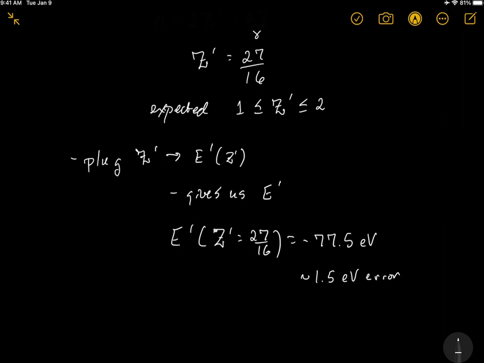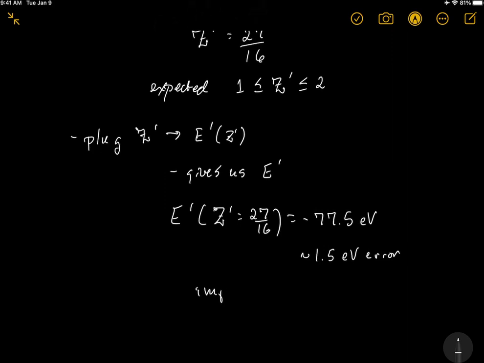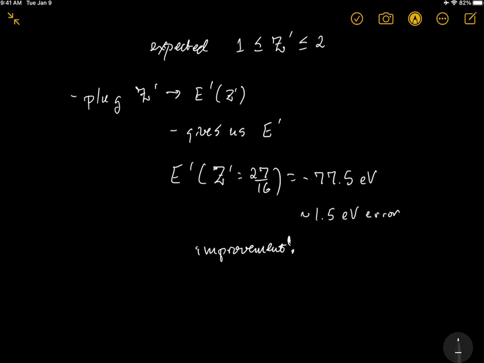And again, this is an approximate result. We don't expect exact agreement. And our previous result was off by, I believe, 4.2 or something like that electron volts. So we've done substantially better. Okay, so now we have the energy.